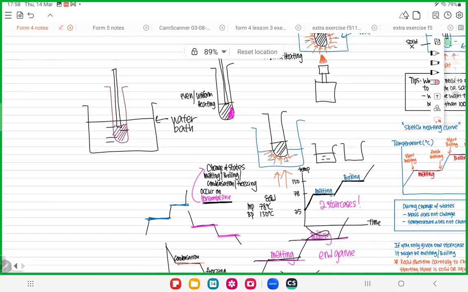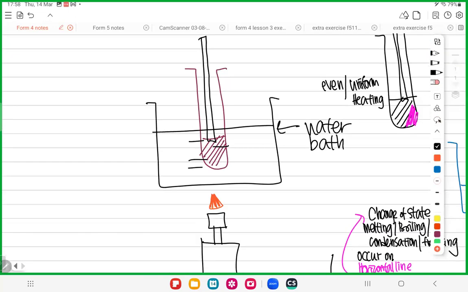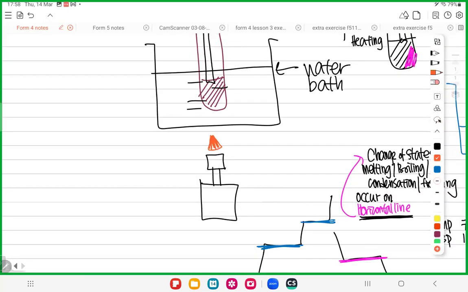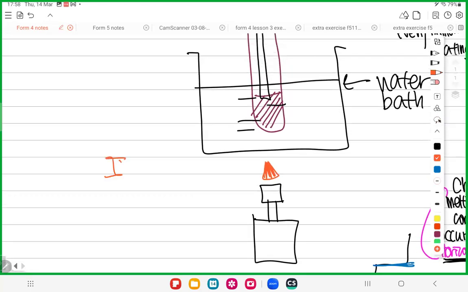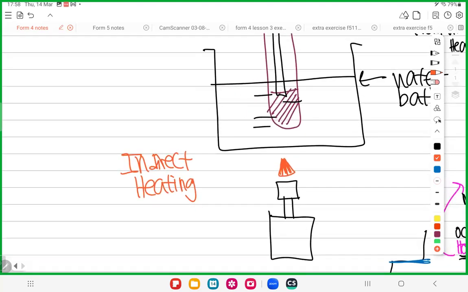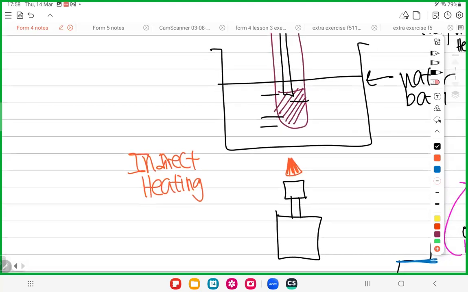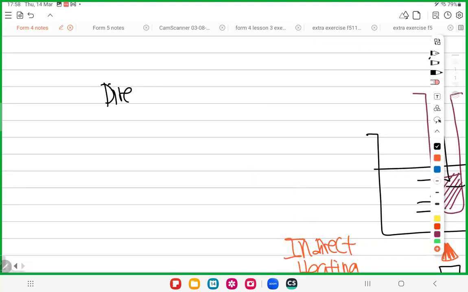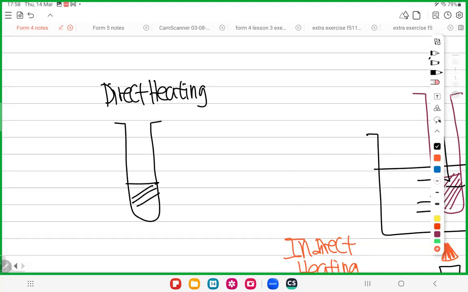Okay. So this type of heating is called indirect heating. Okay, first of all, we must understand the differences between direct heating and indirect heating. Okay, what is direct heating? Direct heating like this. Direct heating, this is your boiling tube. This is the substance you want to heat.